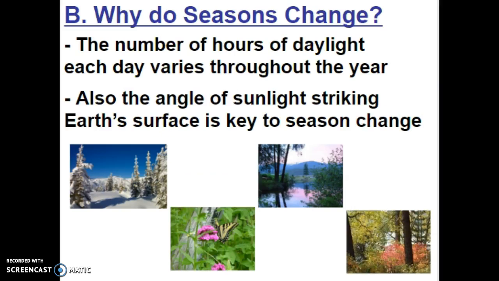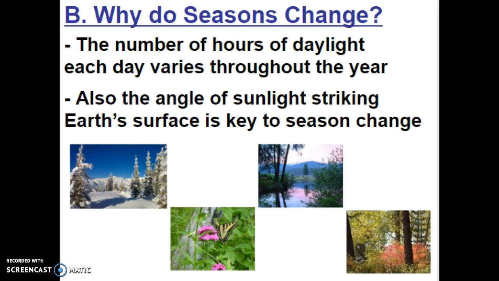So why do we have seasons on the planet? I can tell you that it is a very common misconception that people believe that it is hot in the summertime because we are closer to the sun, and it is colder in the wintertime because we are farther away. That could be no farther from the truth. Our seasons do not change because we are at different distances from the sun at different times of the year.